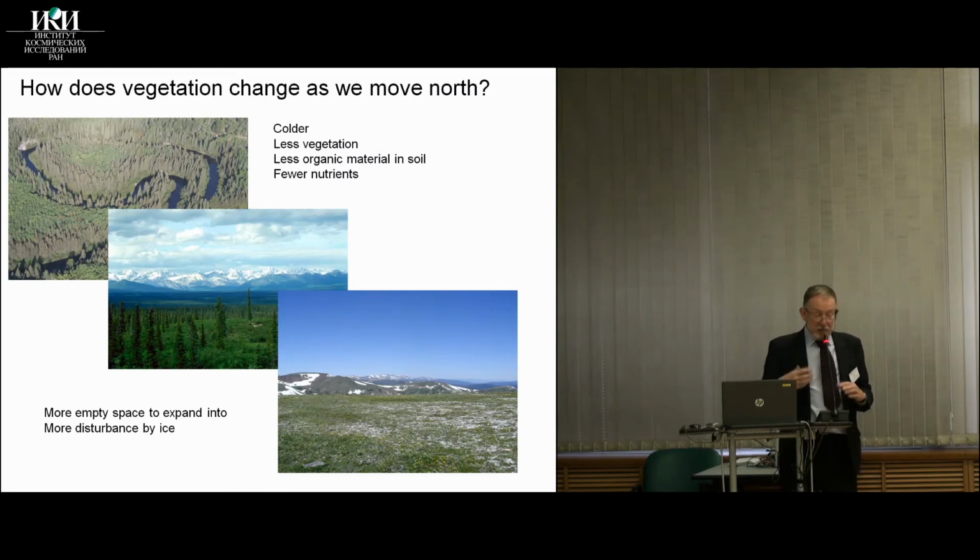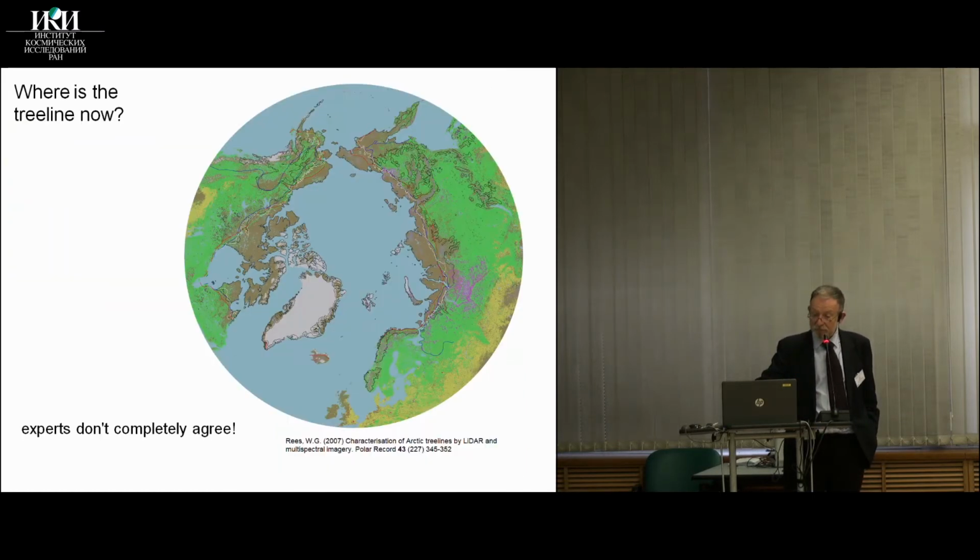So, how does vegetation change as we move north? Obviously, we move progressively to places that are colder, less vegetated, have less organic material in the soil, fewer nutrients, more empty space to expand into, and more disturbance by ice. So we have fundamental changes in the nature of the vegetation.